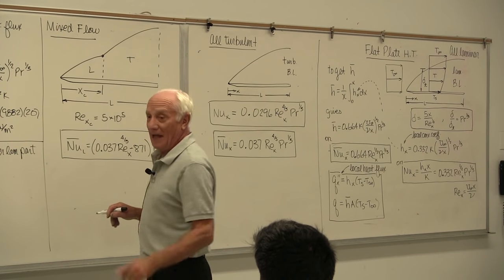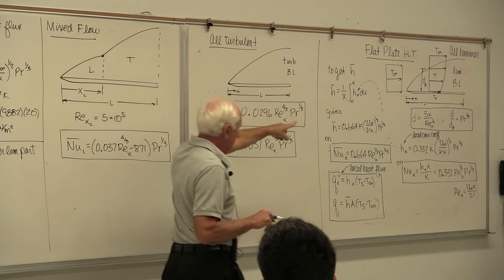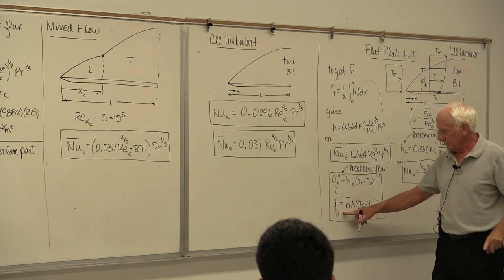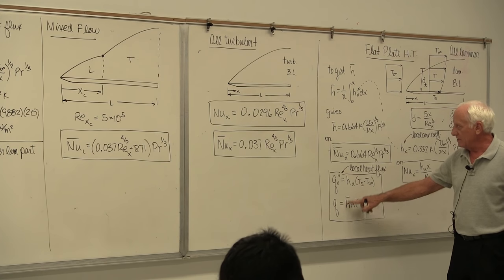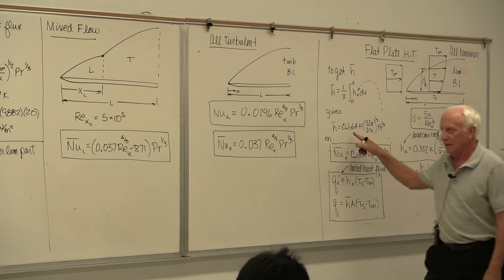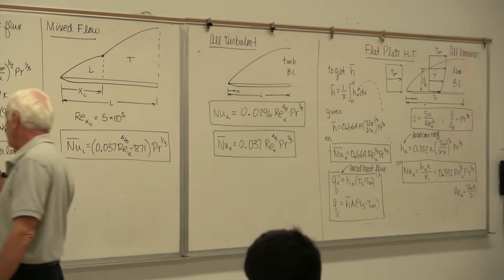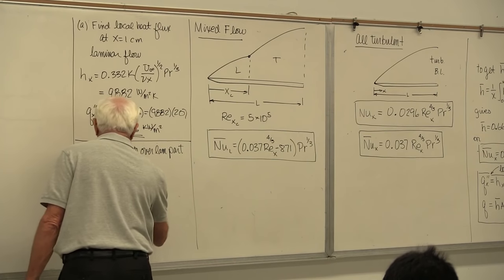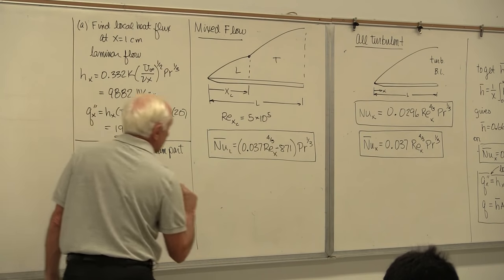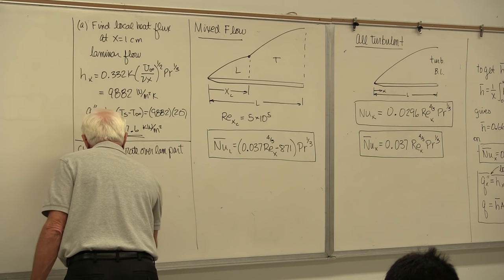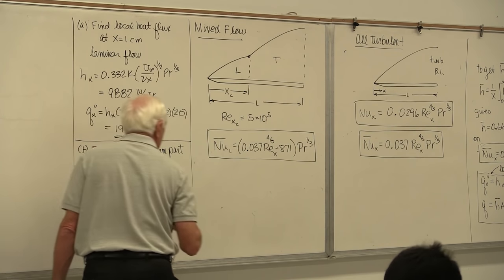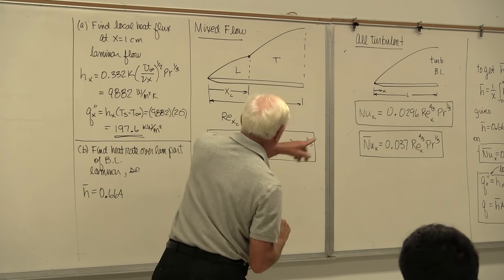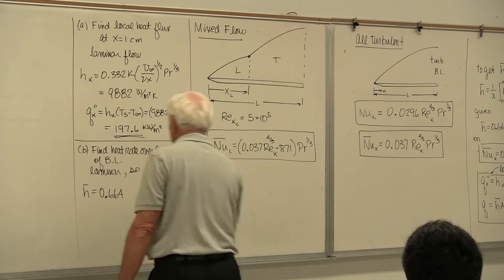Okay, laminar, picture's over here. What do I want for the heat rate or heat transfer, Q in watts? What do I need? H bar. Where is H bar? Right there. Okay, there's H bar. Again, laminar. So H bar equals 0.664 Reynolds x to the 1/2. Oh, no, not Reynolds x. We're above there. K, same thing.